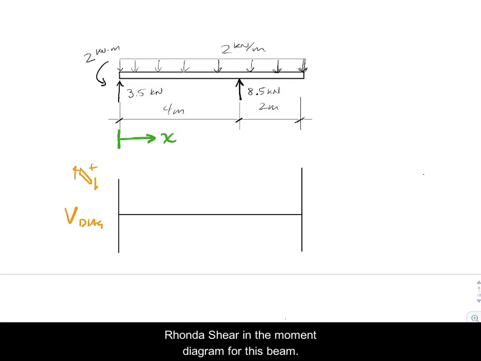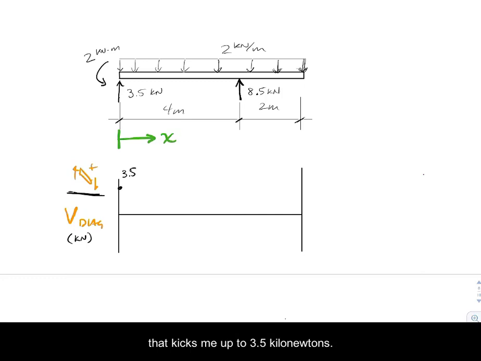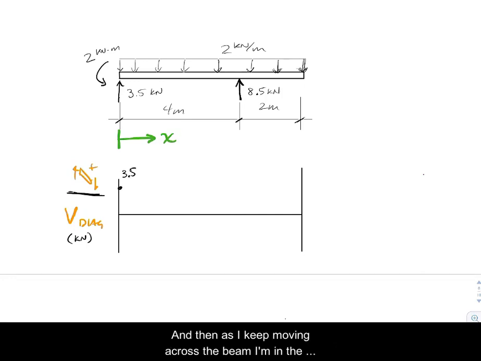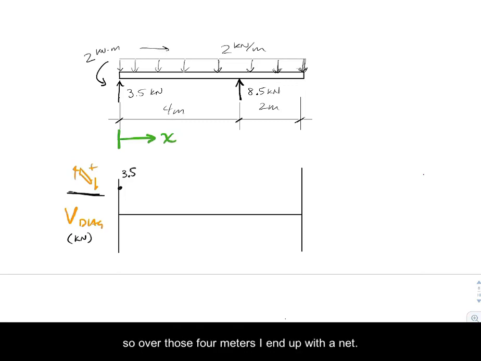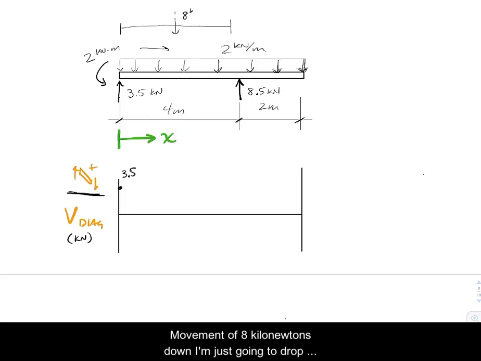Draw the shear and the moment diagram for this beam. So I have a shear diagram. We've got units of kilonewton. Right, there's our sign convention, left side of the V. So I'm going to work my way left to right across this beam. As I get onto the beam, I encounter immediately a load that kicks me up to 3.5 kilonewtons. And then as I keep moving across the beam, I'm in the middle of a distributed load. So over those 4 meters, I end up with a net movement of 8 kilonewtons down.